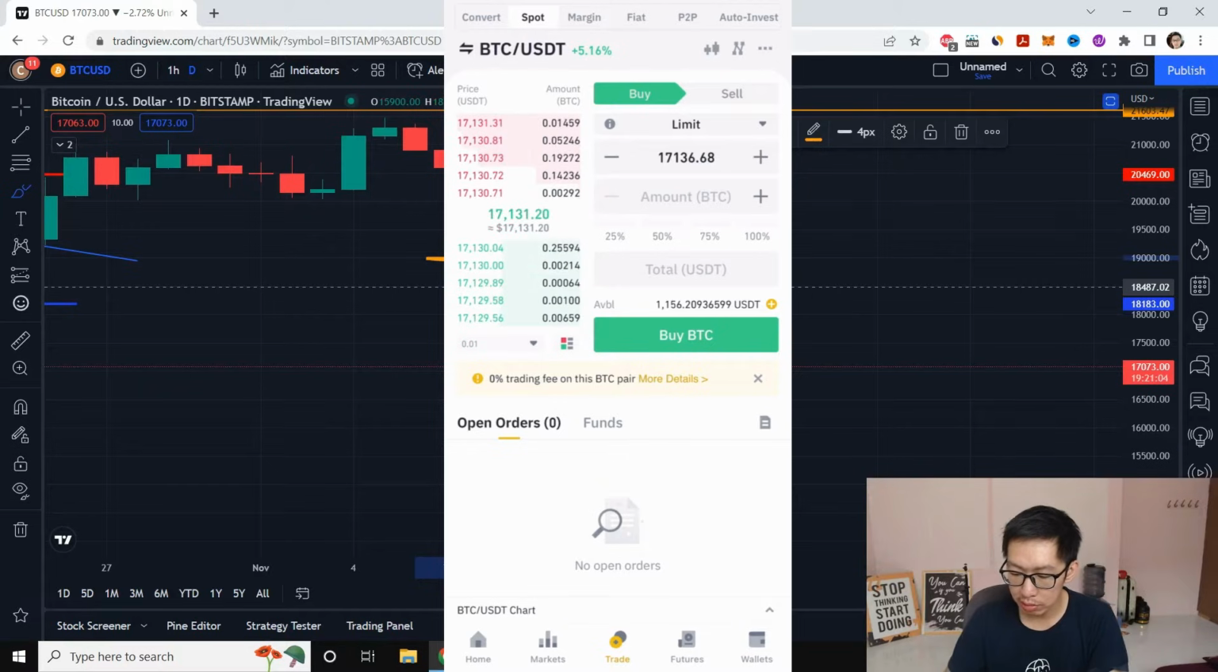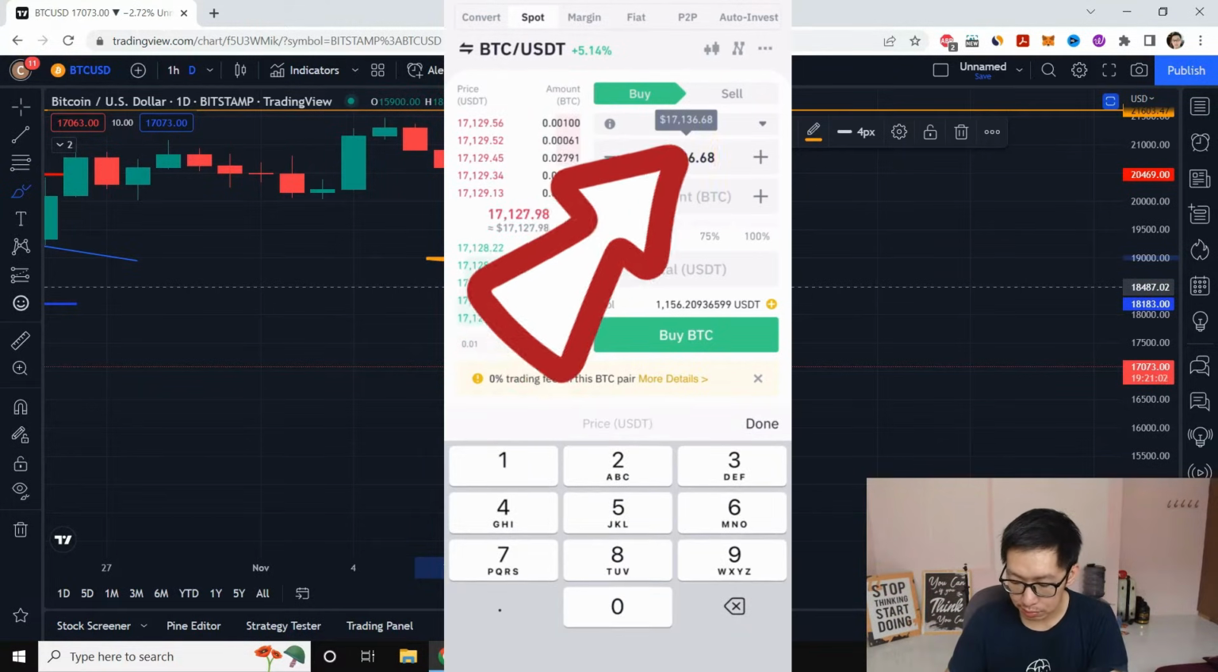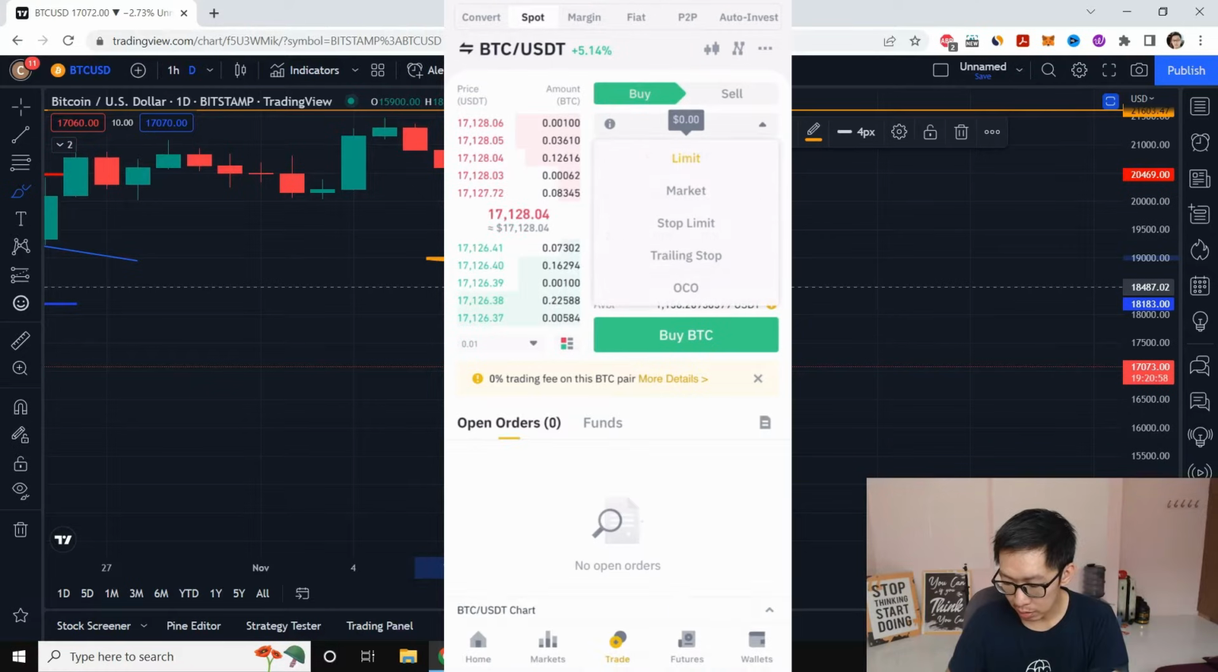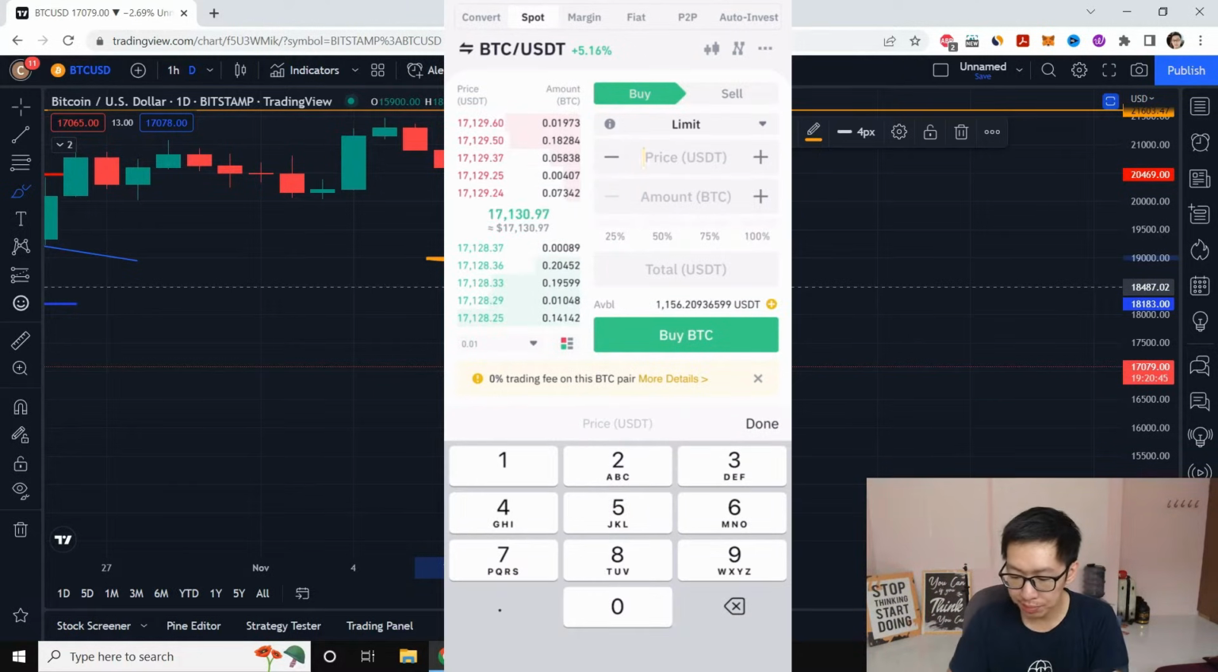So I will show you here. You can actually set limit. Here you can see limit. Okay, you can set limit. Market is the price right now, so you can execute the buy immediately. But if you set limit, you can set the price.